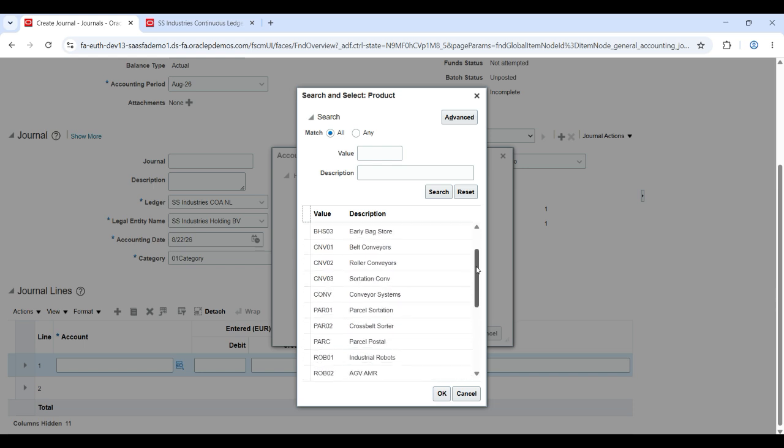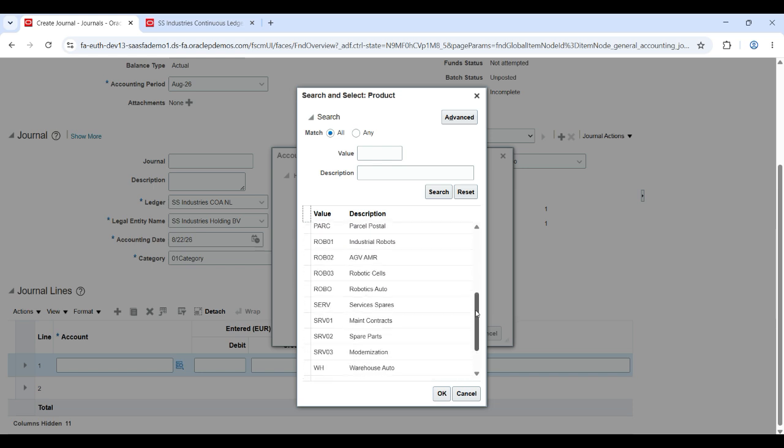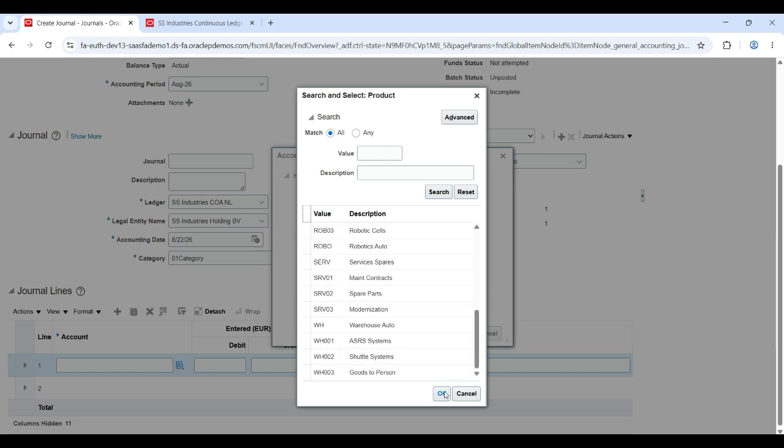The next one is the product. The created products are searched. All the products and their details are displayed. The next one is the location. The created locations are searched. All the locations and the various location details are displayed.